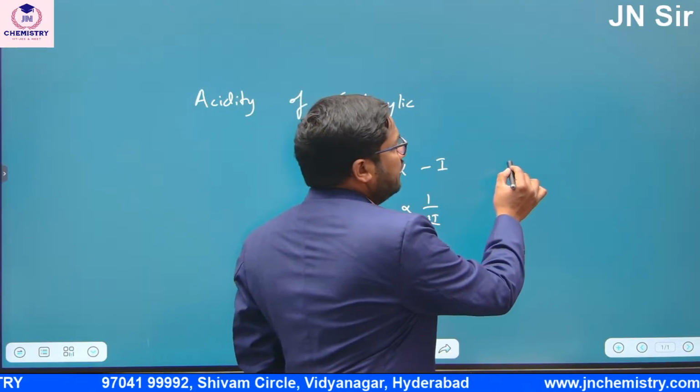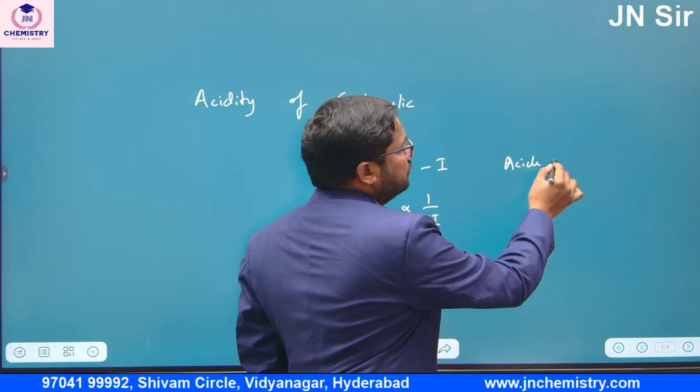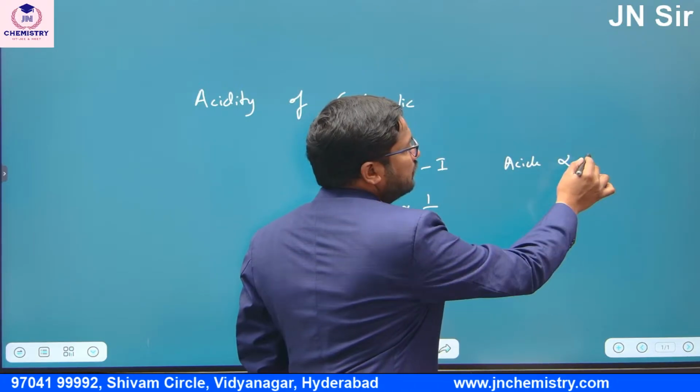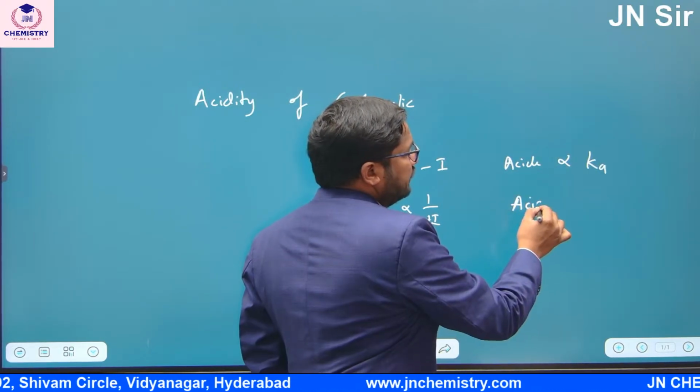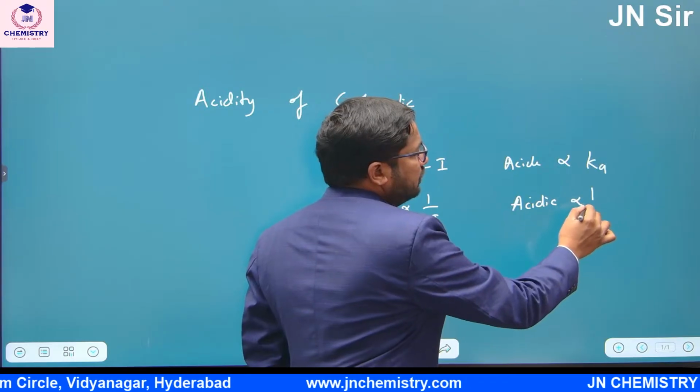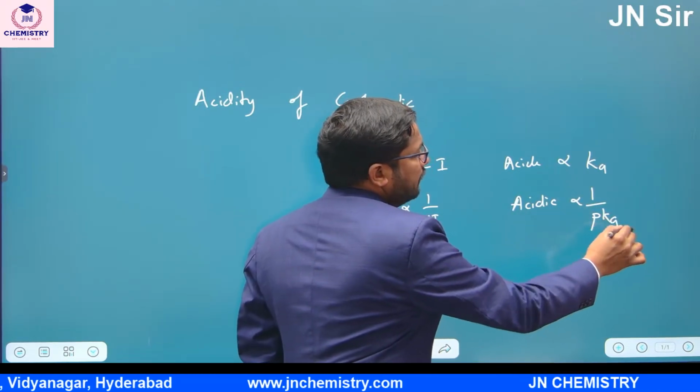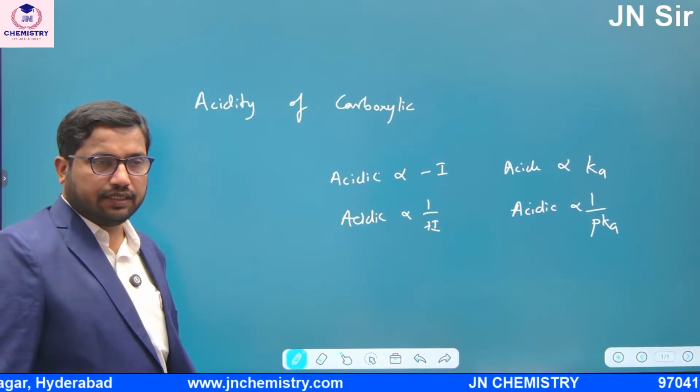Right, acidic nature is directly proportional to Ka, right? Acidic nature is inversely proportional to pK. Yes or no?